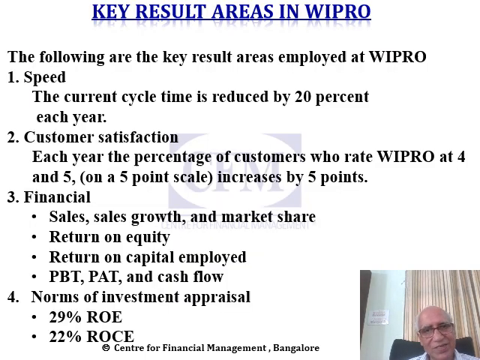Key result areas in Wipro. The following are the key result areas employed at Wipro. 1. Speed. The current cycle time is reduced by 20% each year. 2. Customer satisfaction. Each year, the percentage of customers who rate Wipro at 4 and 5 on a 5-point scale increases by 5 points.